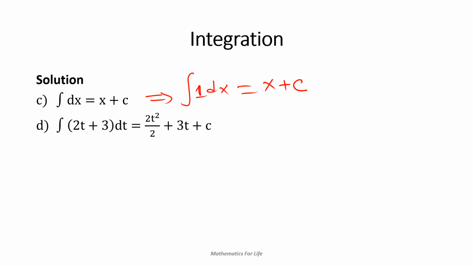And lastly, for the fourth one, we are to integrate 2t plus 3 with respect to t. That will give us 2t squared over 2 plus 3t plus the arbitrary constant c, which will simplify to t squared plus 3t plus the arbitrary constant c, because the 2 on the upper side is going to cancel with the 2 on the lower side, so that you're only remaining with t squared, and then we add the 3t, and then we add the arbitrary constant c.